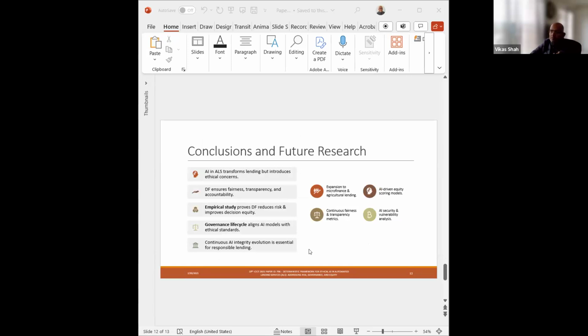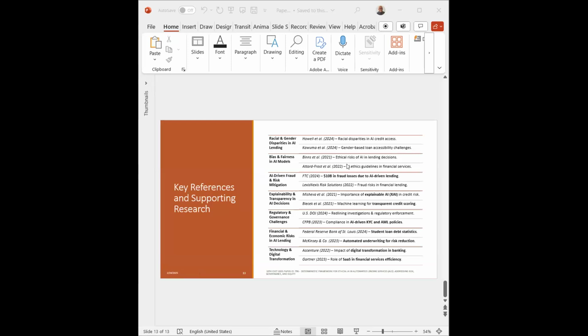In conclusion, we do believe that AI in lending introduces ethical concerns, and a deterministic framework can ensure fairness and accountability. The governance life cycle gives alignment to the AI models, but also gives baseline benchmarking to improve the overall lending process for the banks, intermediaries, brokers, and everybody involved in the overall process of lending. Okay. Finally, we have collected this data.